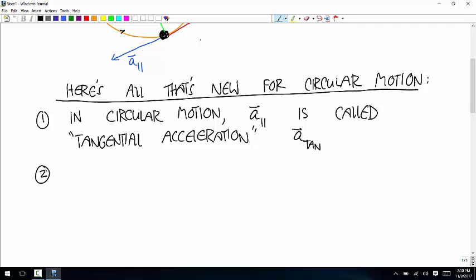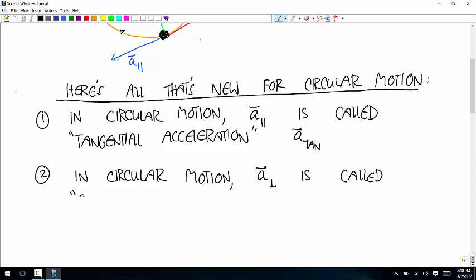Second, in circular motion, a perpendicular is called the centripetal acceleration.